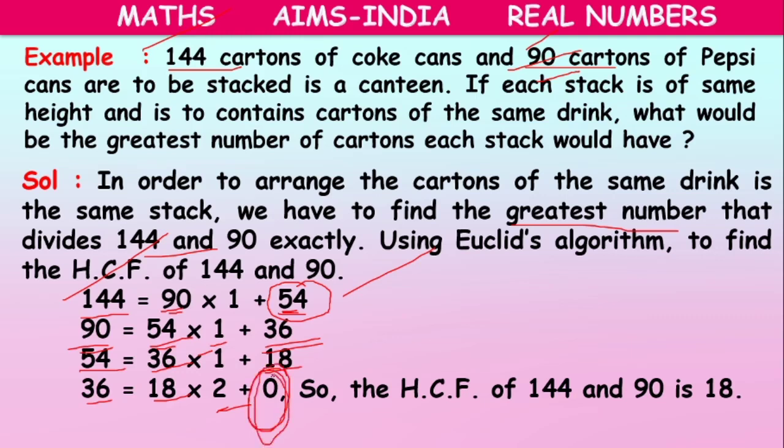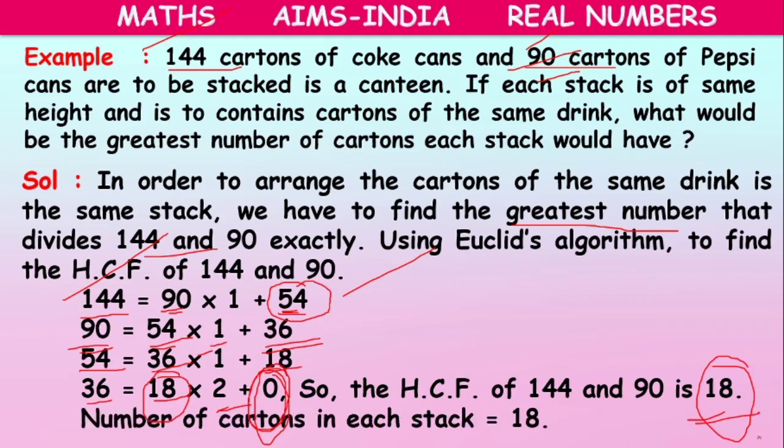When the remainder is 0, while we are dividing with 18, the remainder is 0. So the HCF is 18. So the number of cartons in each stack, in each group, should be 18. Like that we have to arrange.